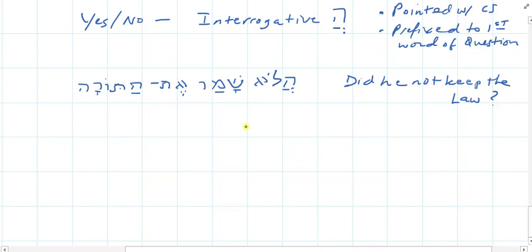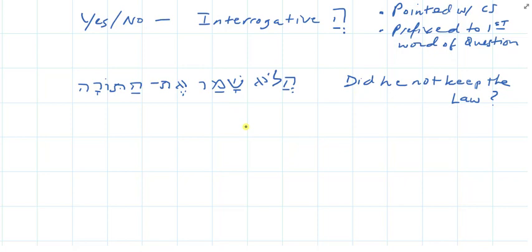Okay? So he did not keep the law, or did he not keep the law? All right. So that's fairly easy, right? Just whenever you see an interrogative hey at the beginning of the word, if you bracket out or remove that interrogative hey for a second, then you're going to have an affirmation, a statement of fact, and then the interrogative hey just converts that statement of fact to a yes-no question. Okay? All right. Now, that's point number one under the discussion in Ross.